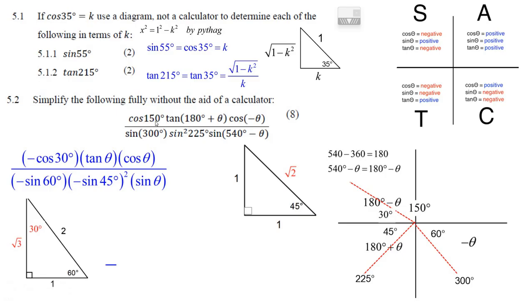Let's do each one. The cosine of 150. There's where 150 degrees is. It's 30 degrees away from 180. That's why it's the cos of 30. But cosine is negative in that quadrant. Cosine's negative because only sine's positive there. So that's why you get a mark for going minus cos 30.